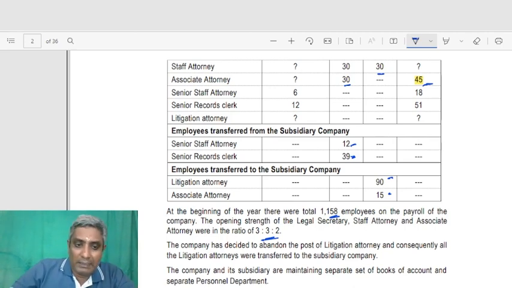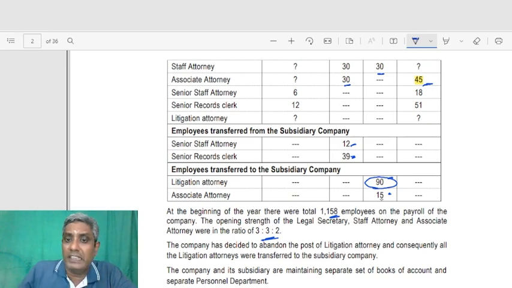Clear? Now, the company has decided to abandon the post of litigation attorney. Consequently, all litigation attorneys were transferred to the subsidiary company. That is why it is given in the left column. Definitely these people will be there at the beginning. So from here itself, we can say this one will be 90. We have got one element here, and the remaining records we need to find out.